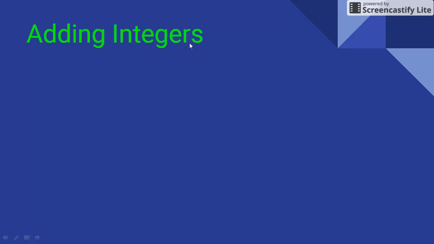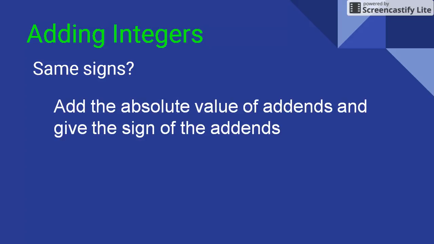When you have an addition, the next question that you have to ask yourself is, do the numbers have the same sign? If yes, then you just need to add the absolute values of the addends and give the sign of the addends to the sum. In this case, the addends are 5 and 3. Both of them are positive. We know these are positive because we do not have any signs. If you don't have any sign before a number, then it's a positive number. So positive 5 plus positive 3. The answer is positive 8.